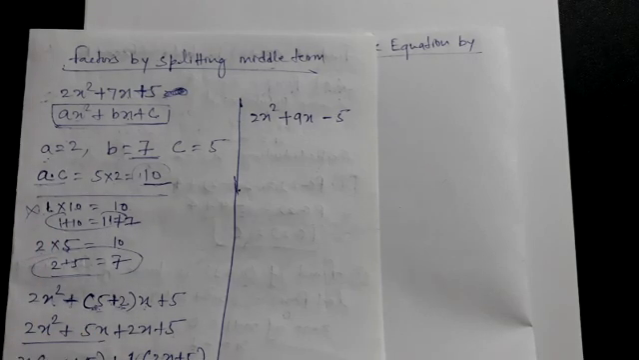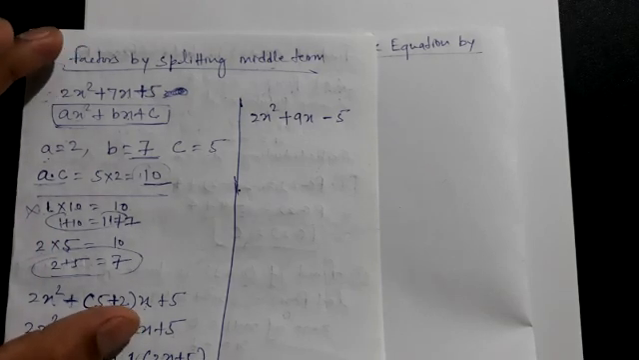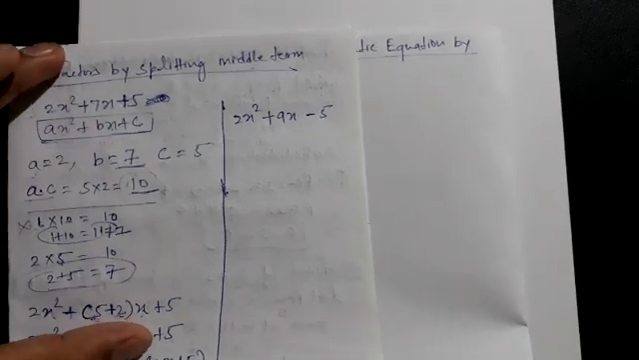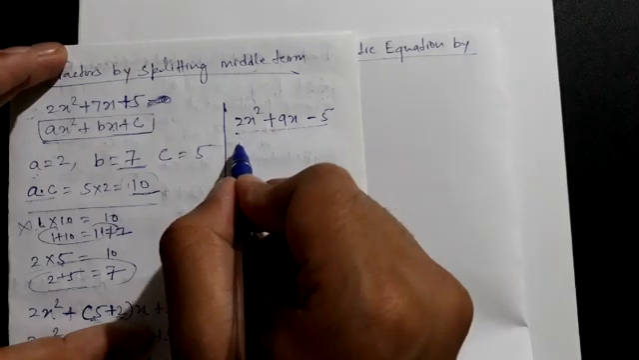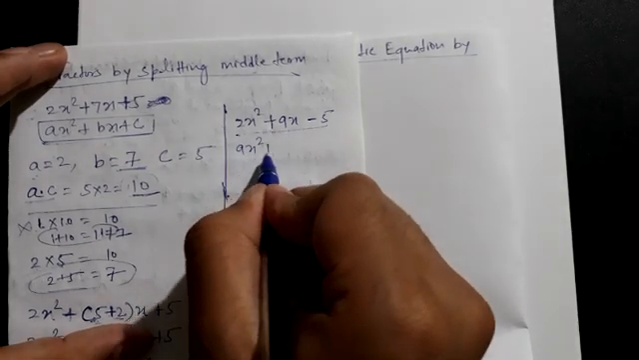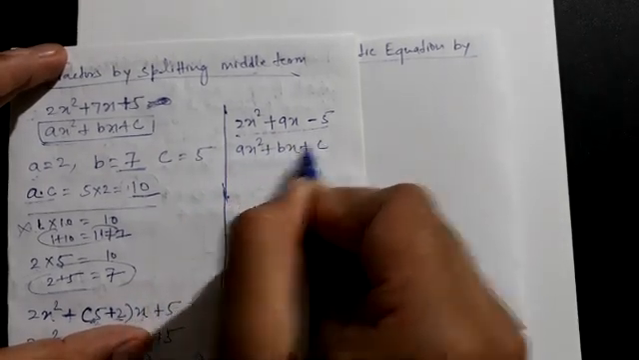Getting started by splitting the middle term. So to find the factors by splitting the middle term, what will we do? We will compare this given polynomial with the standard form of a polynomial, which is ax square plus bx plus c.